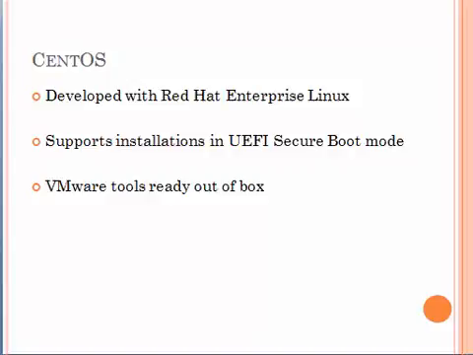The next operating system is CentOS. Technically speaking, it's able to run 5,120 CPUs, although it's only been tested at 160. The max memory is up to 64 terabytes, and the max boot LUN size is 50 terabytes. The virtual address space is 128 terabytes also. CentOS was developed with Red Hat Enterprise Linux, and it supports installations in UEFI secure boot mode.